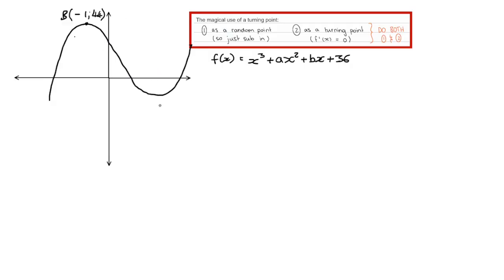And what do we do with points on graphs? We just sub them in. So that will be one route that I had. And then the other way I can think of the turning point is as a turning point. And when I think turning point, immediately my brain constantly just goes derivative equals 0. And so let's dive into that.